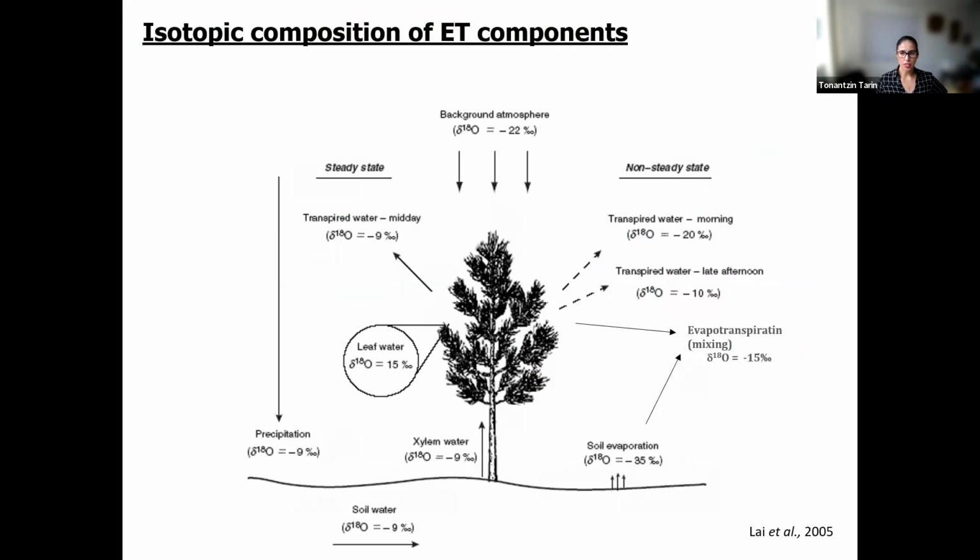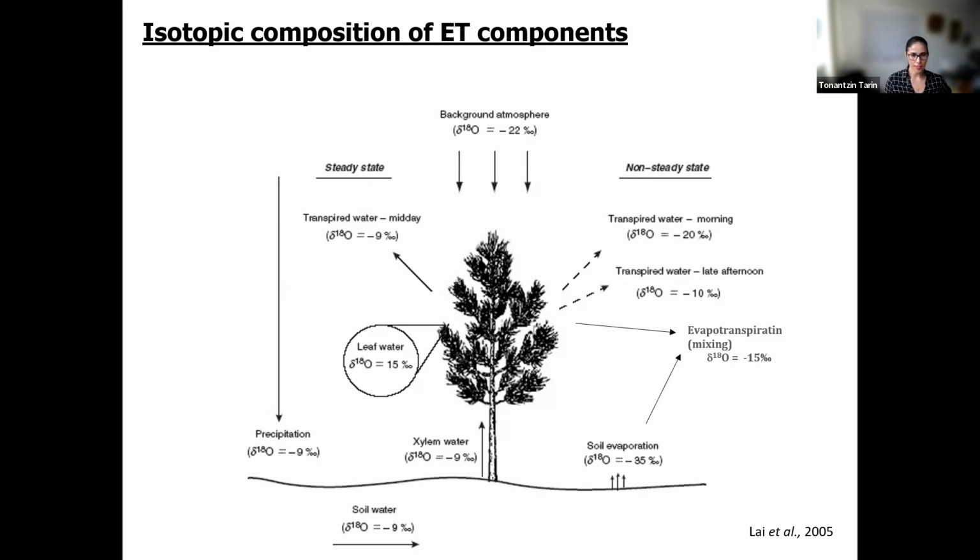With this figure, I'll try to explain how isotopes work. If we have rain that comes with an isotopic composition of -9, that water goes into the soil, is eventually taken by the plants, and then transpired with the same isotopic composition. This is what we call steady state conditions. On the other hand, shown on the right, in non-isotopic steady state conditions, isotopes change value depending on the water turnover of the plant.